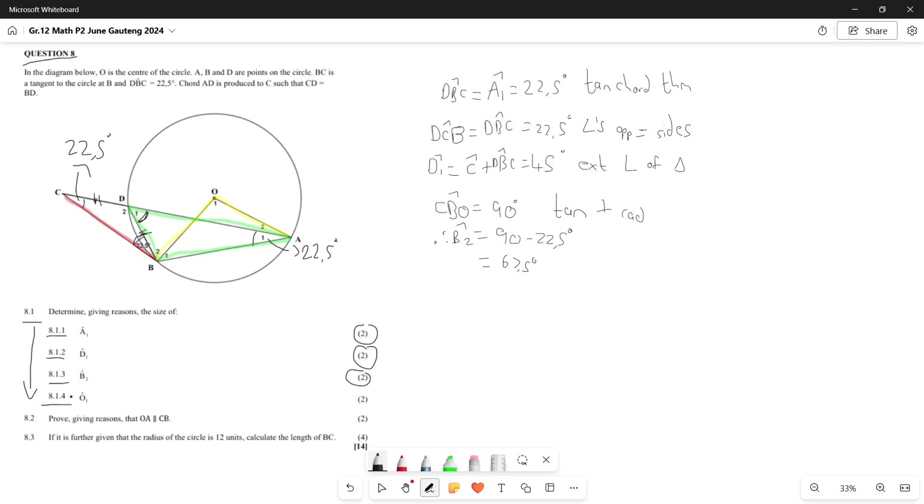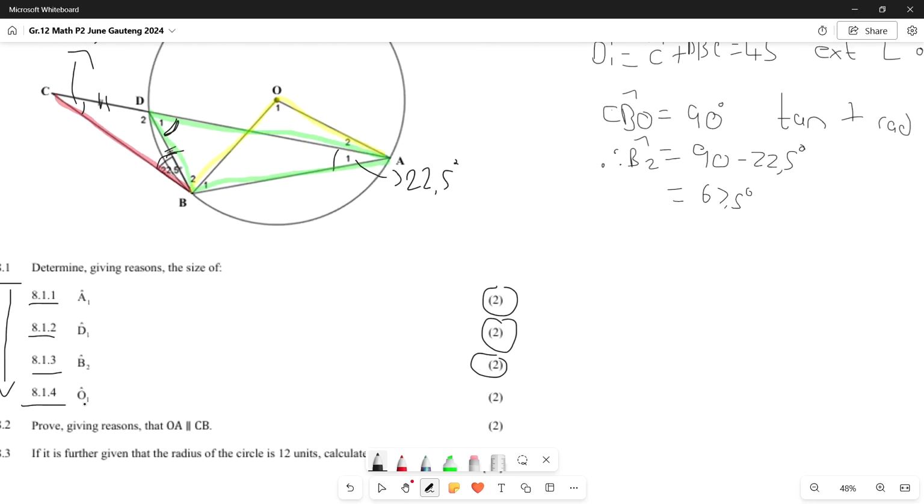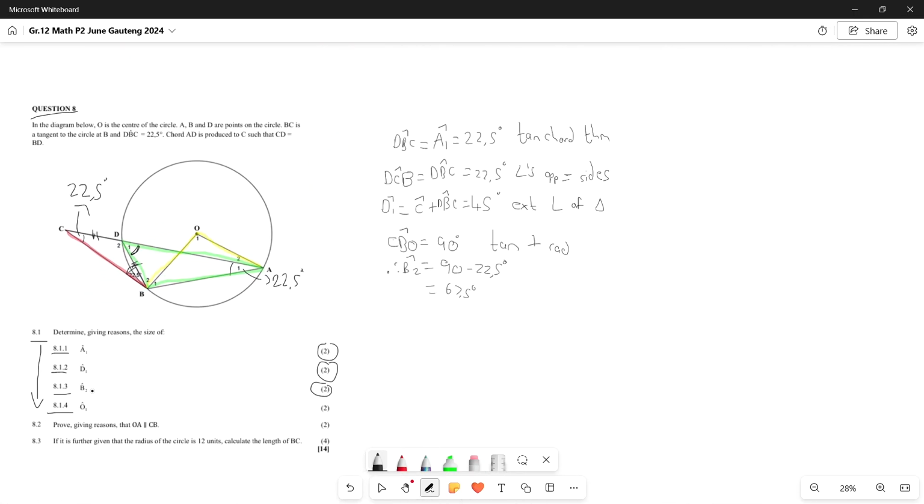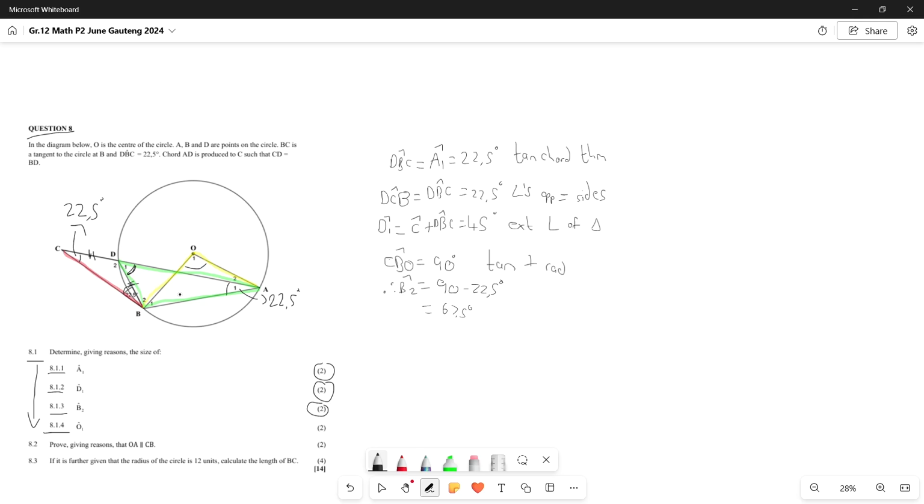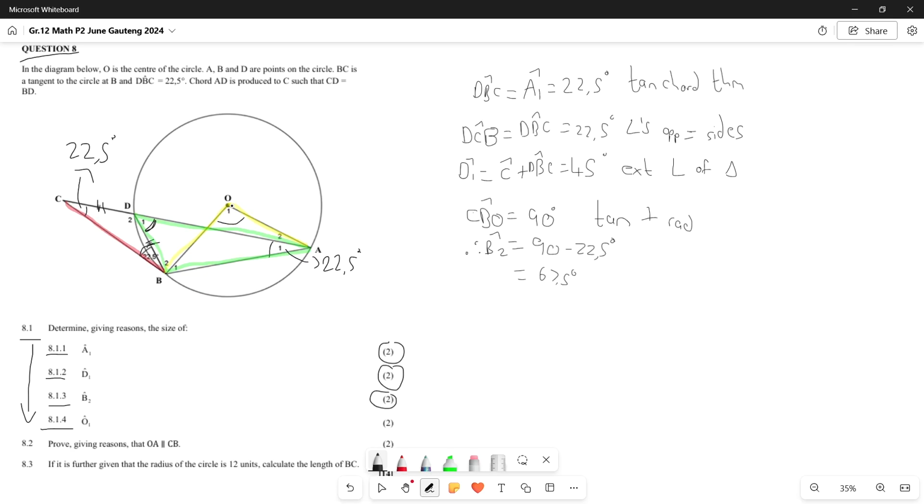Last question for 8.1. 8.1.4 says calculate the value of O1 over there. So O1 is the angle over here. And the easiest way to calculate O1 is to do angle at center equals 2 times angle at circumference. So usually in a scenario like this, we look for a bow tie where all 4 corners touch the circumference, which means if we're seeing a bow tie and all 4 corners are touching the circumference, it means we have angles in same segment, which means that this angle over here equals this angle over here, and this angle over here equals this angle over here.